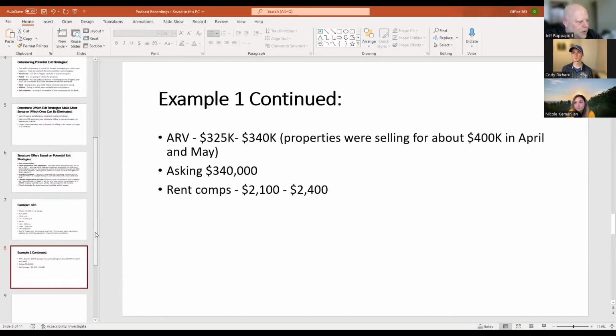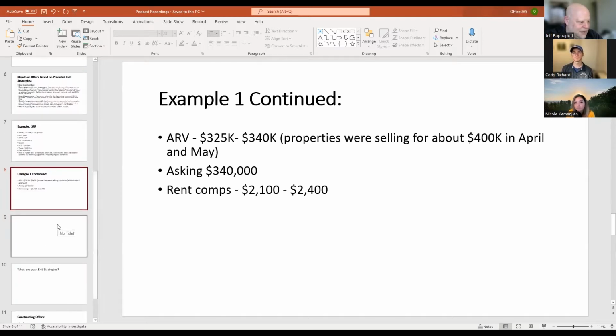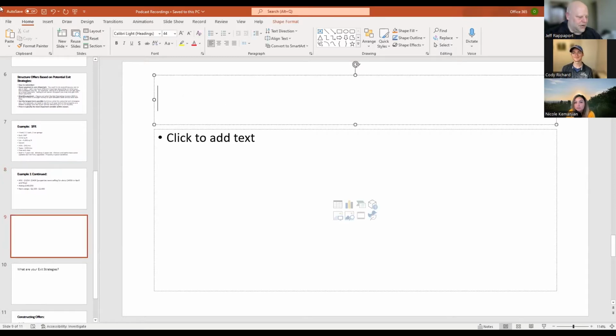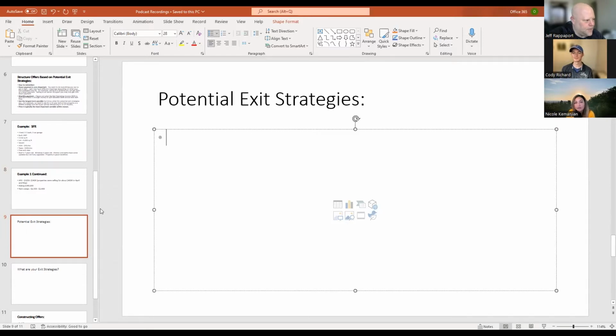So one of the things I want to start with, Nicole, is I want to know what you see as potential exit strategies. Well, based off of the numbers that I've seen so far, I would think that we could stay in the middle with this one. Well, first of all, how about we just go through them and you tell me if you think that it's a possibility. Yeah. How about rehab?